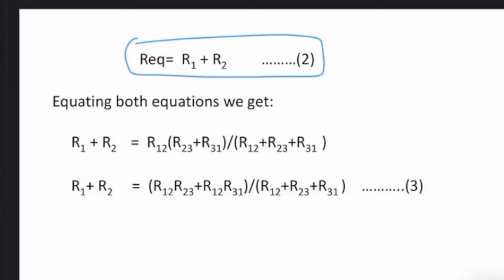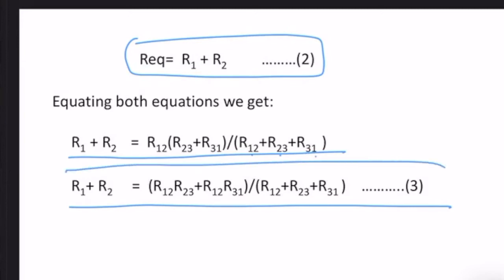Okay, now what we are going to do, we have to equate both equations, equation 1 and equation 2. So what we'll get, R1 plus R2 is going to be equal to R12 multiplied by R23 plus R31, divided by R12 plus R23 plus R31. Okay, and this is your equation number 3.